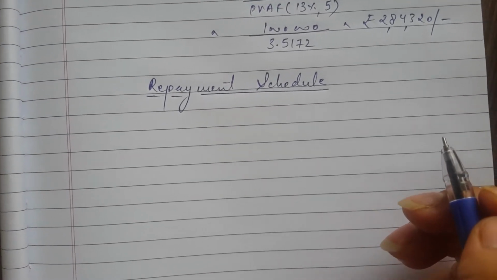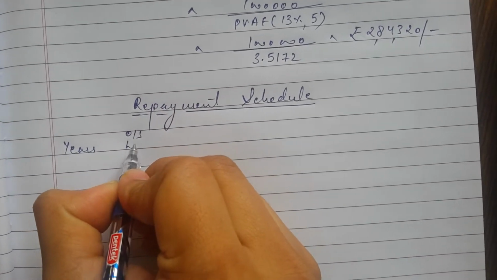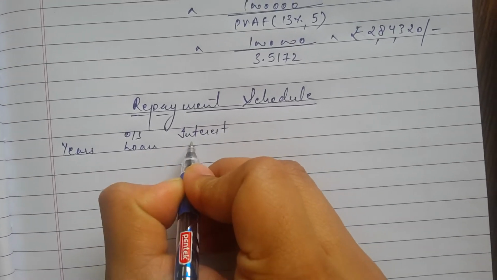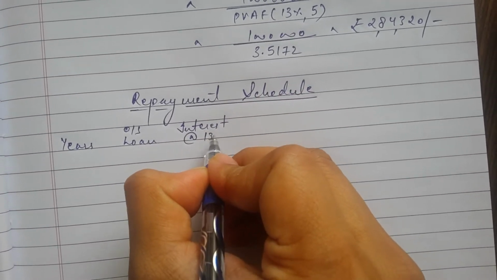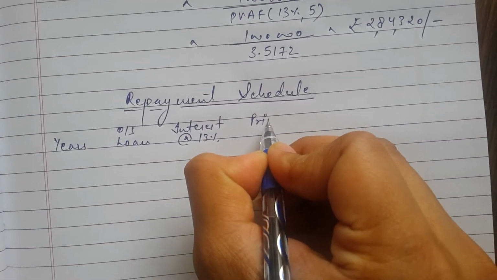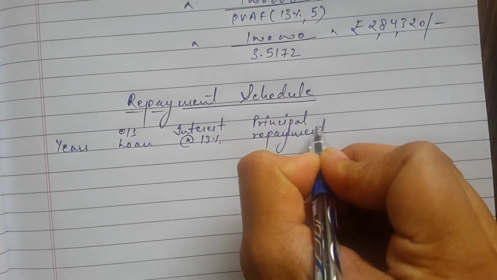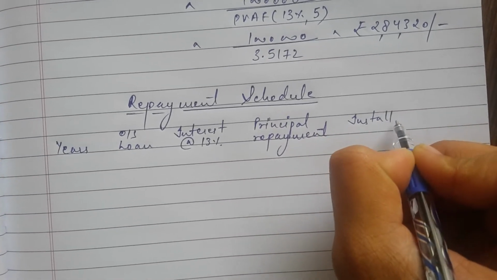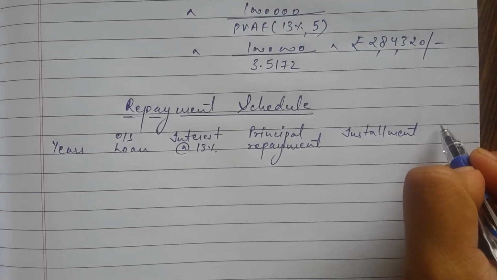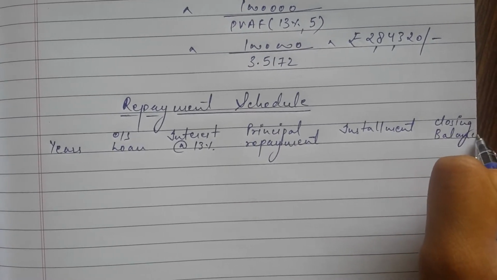The columns which you will be making in this are: the first is years, the second will be outstanding loan, the third will be interest at the rate of interest, which in this case is 13%. Then write principal repayment. The next column is installment, and the last column is your closing balance.